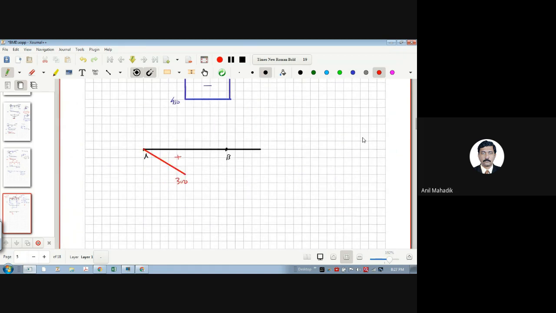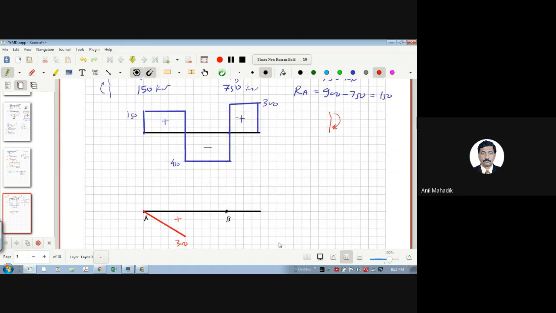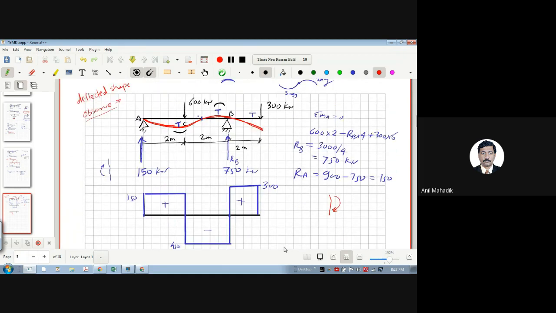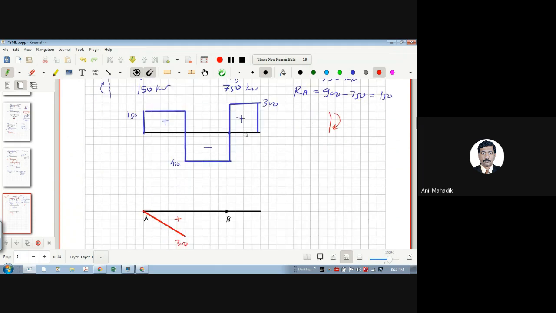Now this is my positive. I'm taking the bottom, so it is topward. So how much is the value? 300 into 2 is 600. So it will be 600. Here, wherever I take it, it is 600.